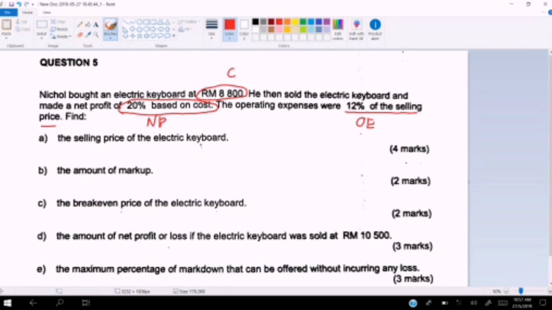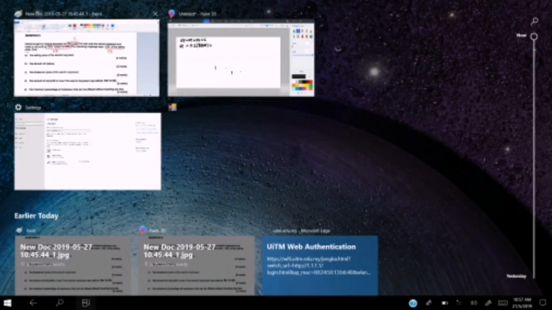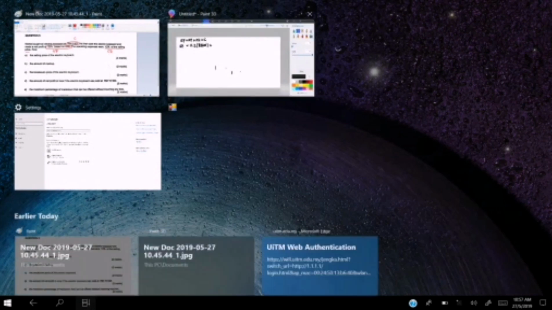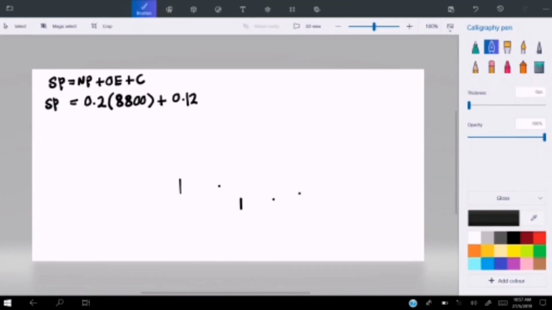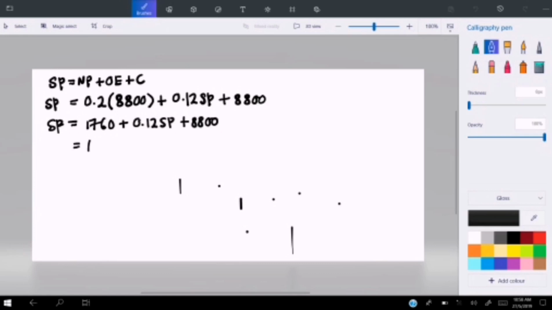So what we have to do is that we'll write the OE as 0.12 of the selling price, multiplied by the selling price, and write C as 8,800. And then we have to multiply. You use your calculator. All right, so 0.2 multiplied by 8,800, you'll get, okay, SP is equal to 1,760 plus 0.12 SP plus 8,800.